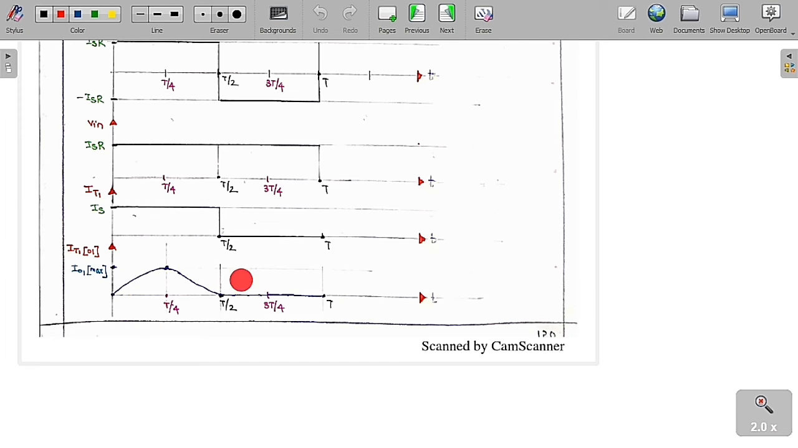Now I want to draw the nature of the fundamental component of the thyristor current. The thyristor T1 is conducting only from 0 to T by 2. So only in this range, the output current is equal to the thyristor current. After that it is absent, it is not conducting, so it is 0. So the fundamental component of the thyristor T1 is equal to the fundamental component of the output current only from 0 to T by 2, and the remaining is 0. So this is the maximum value of the fundamental component of the output current.